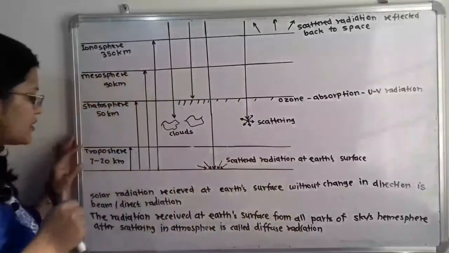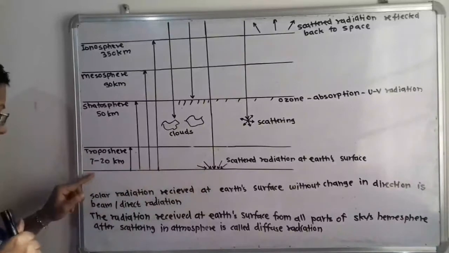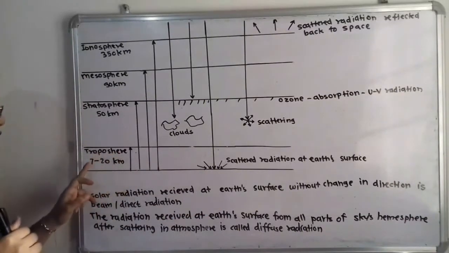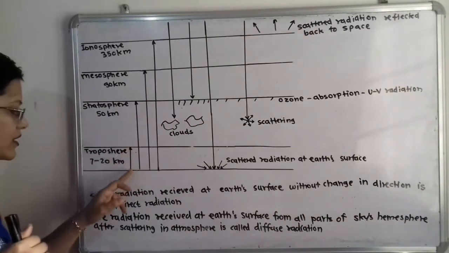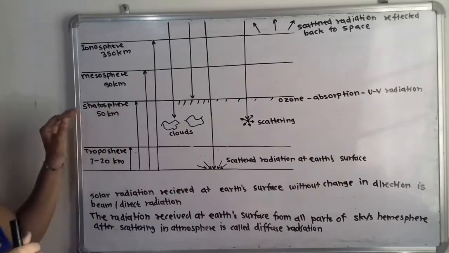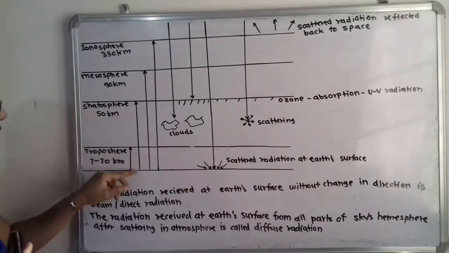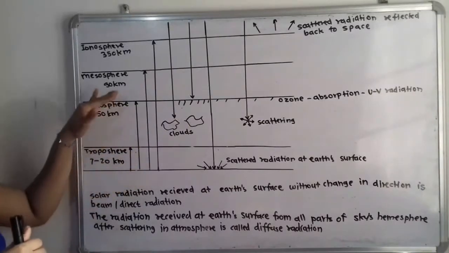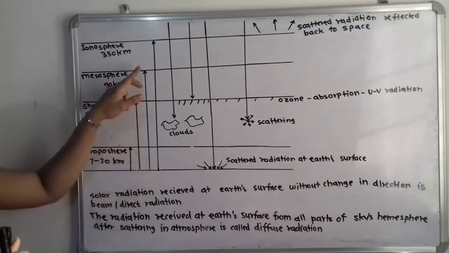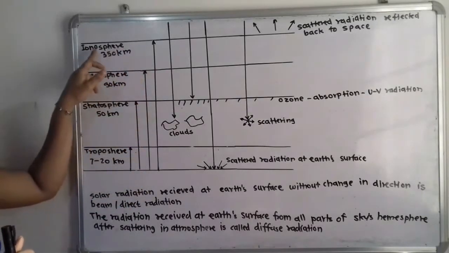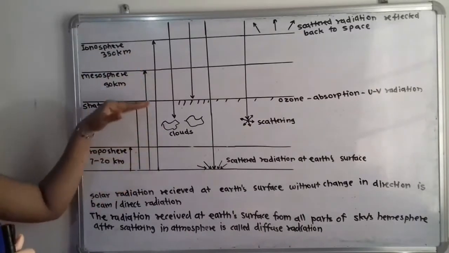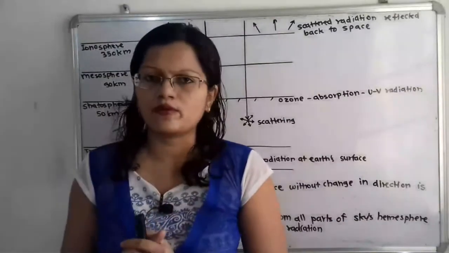If we observe, nearer to the Earth's surface is the troposphere layer, which extends 7 to 20 km from the Earth's surface. Then there is the stratosphere, which is up to 50 km from the Earth's surface. The next layer is the mesosphere, which has a height of 90 km, and the last one is the ionosphere, at 350 km from the Earth's surface. So these are the different layers in the atmosphere.